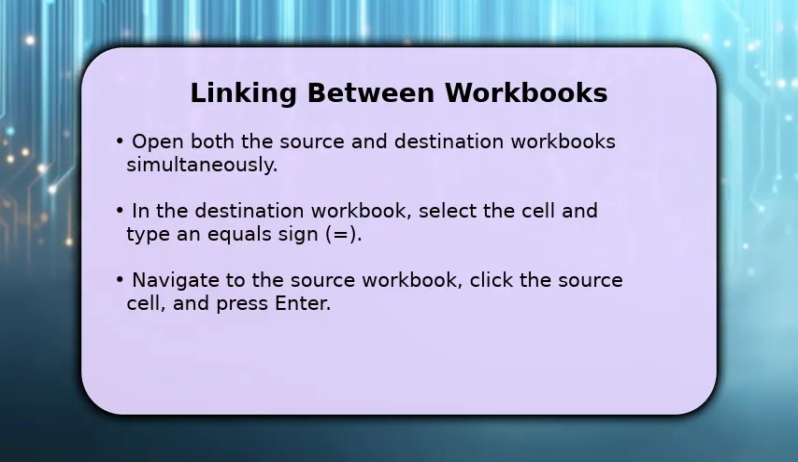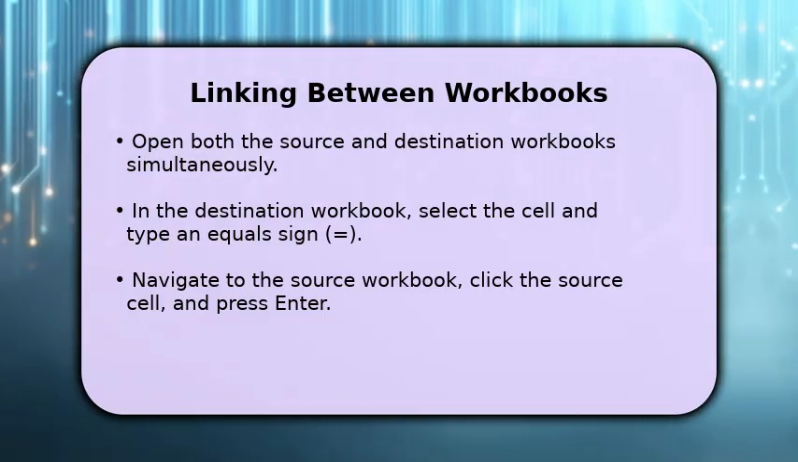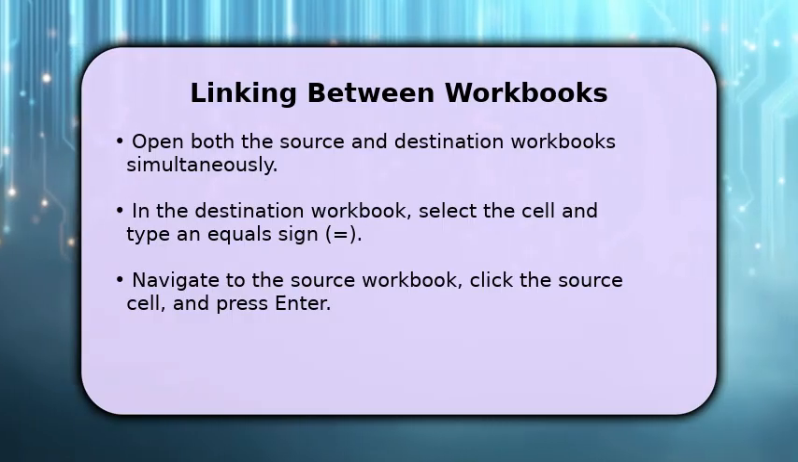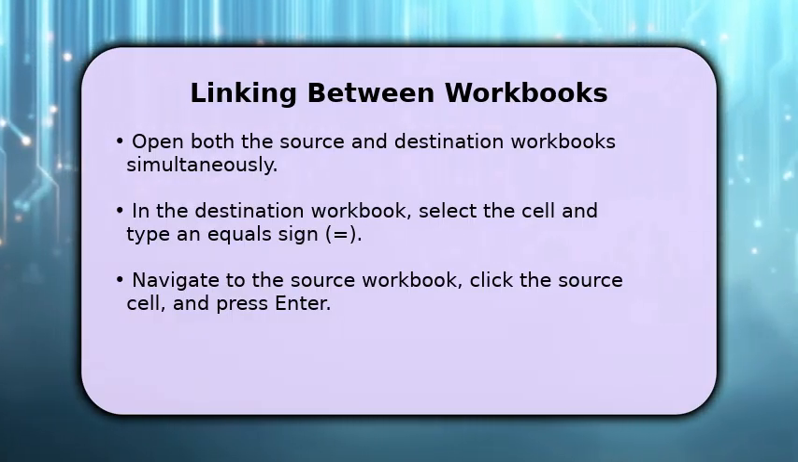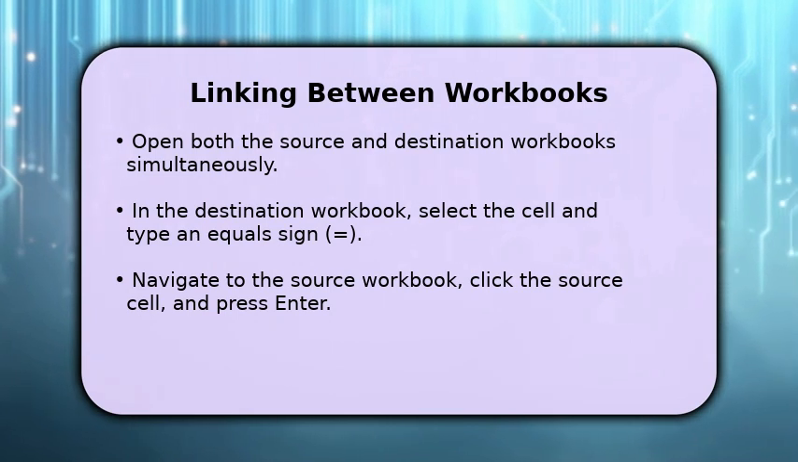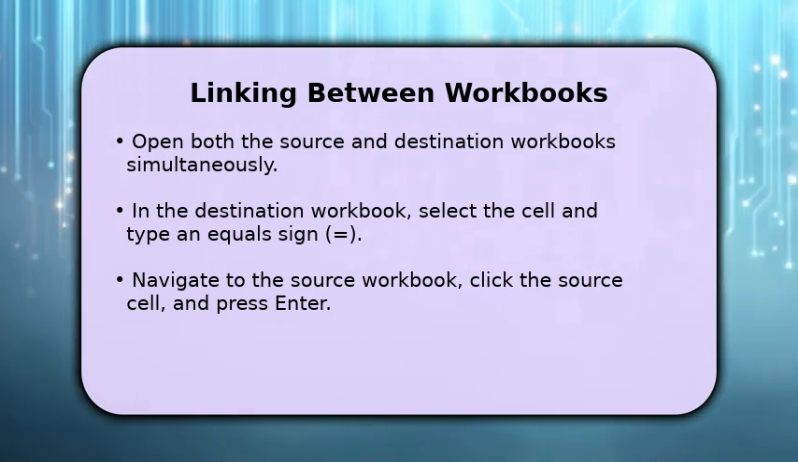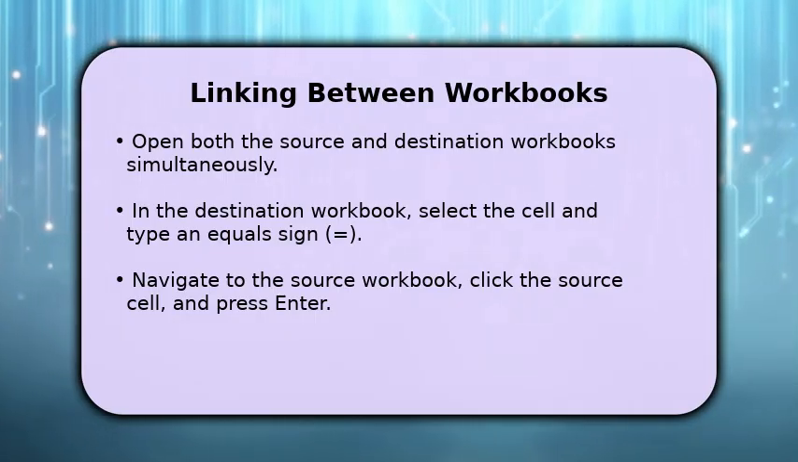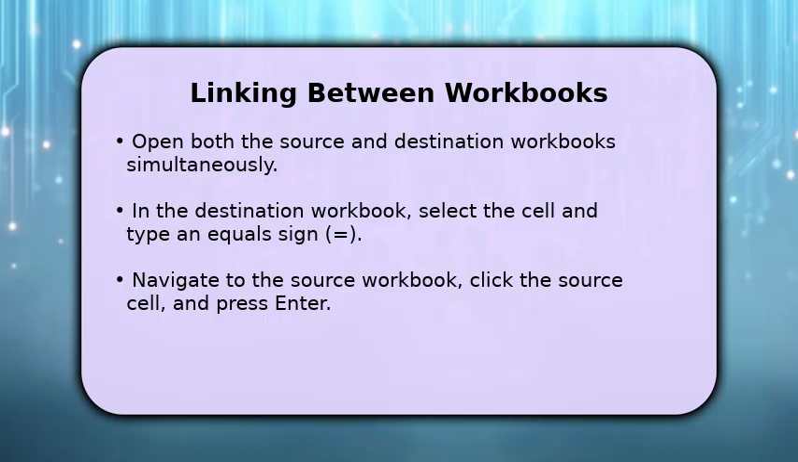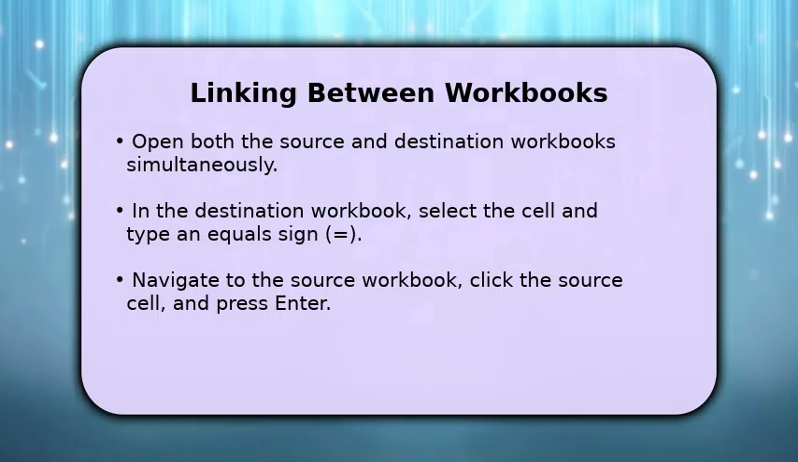Linking cells between entirely different workbooks is also quite manageable. Ensure both the source and destination workbooks are open at the same time. In your destination workbook, select the cell where you want the linked data to appear and type an equals sign. Then, switch to the source workbook, click on the specific cell you wish to link, and press Enter. Excel will generate a formula referencing the external workbook, keeping your data synchronized.